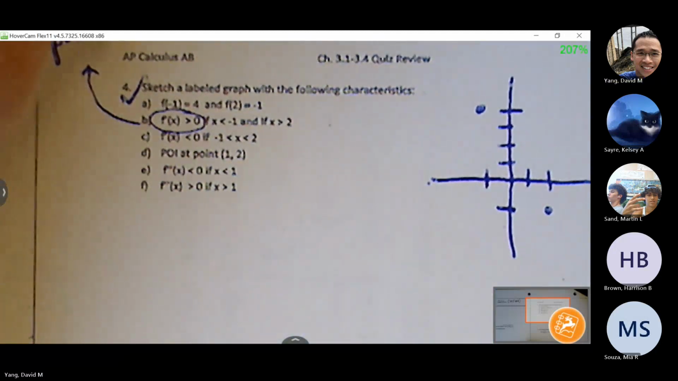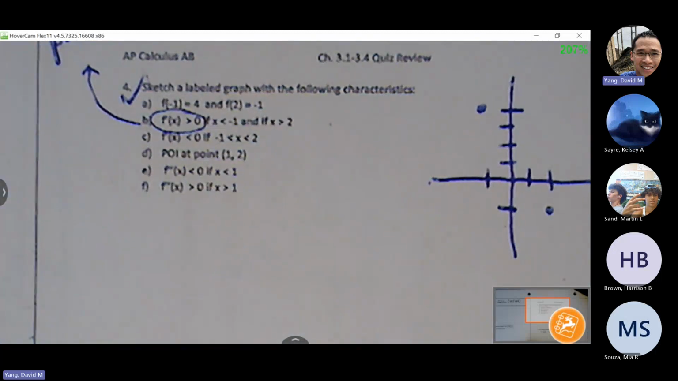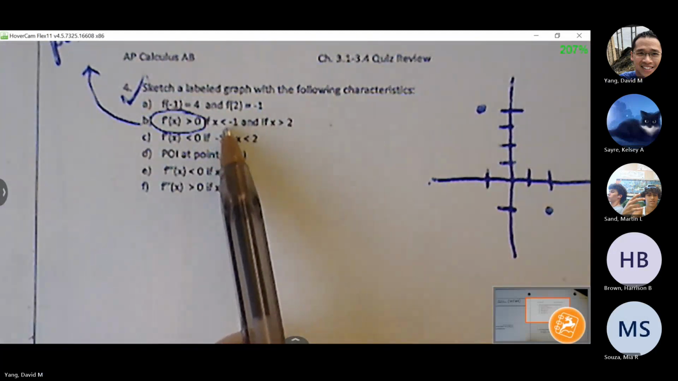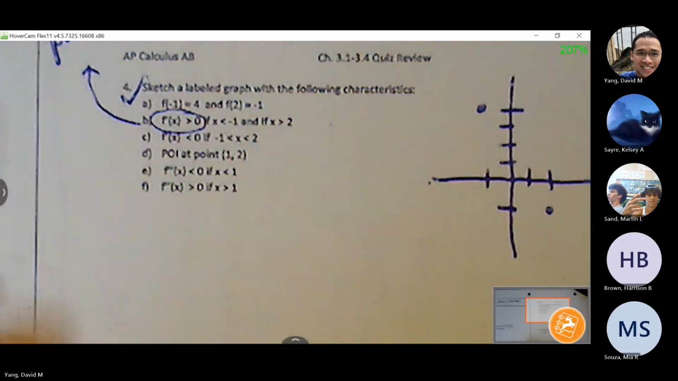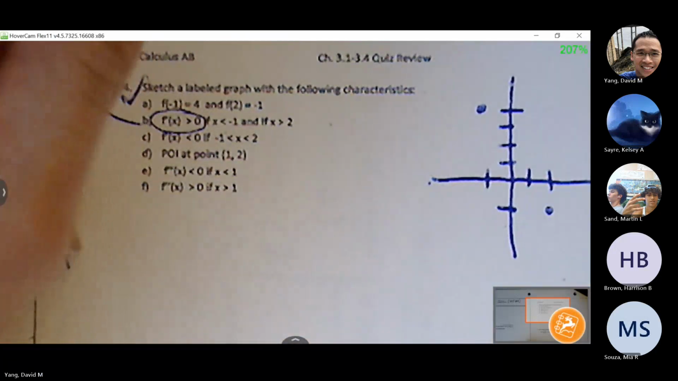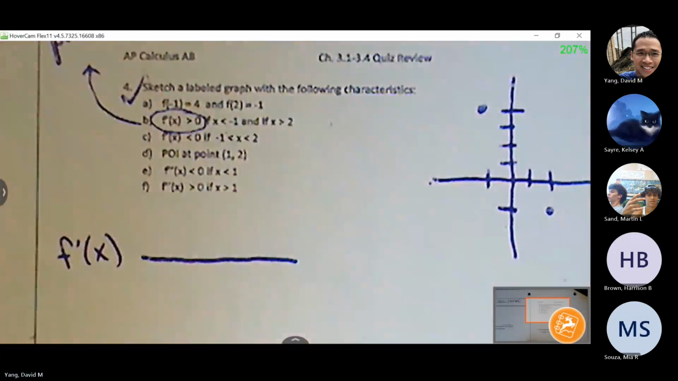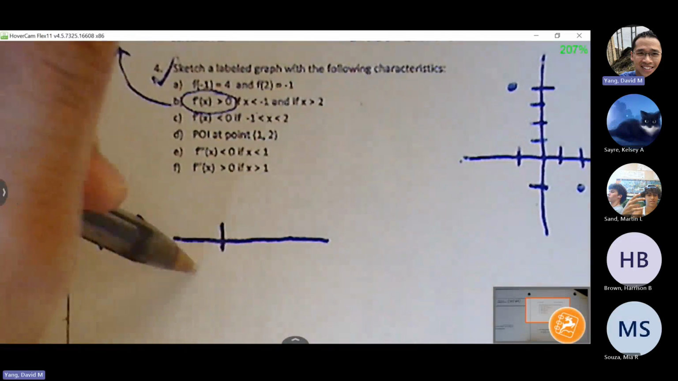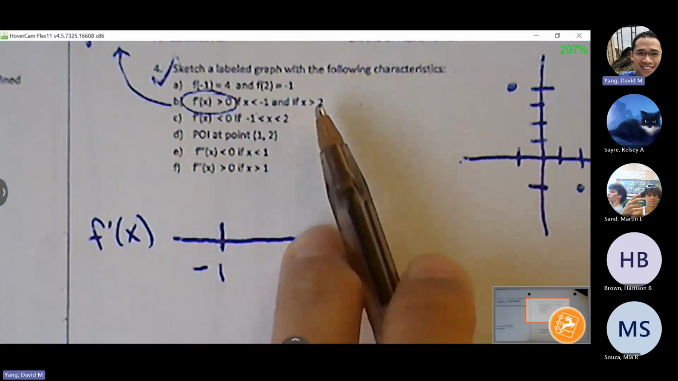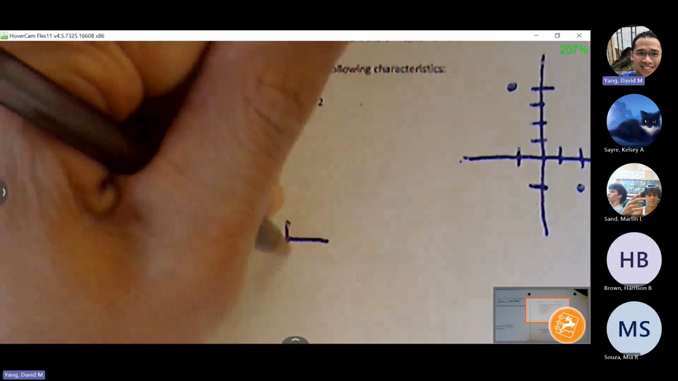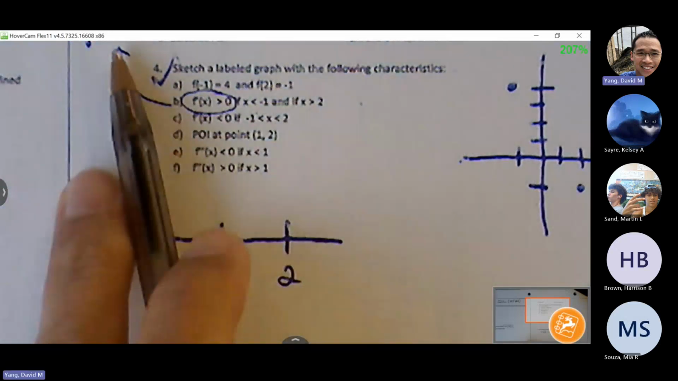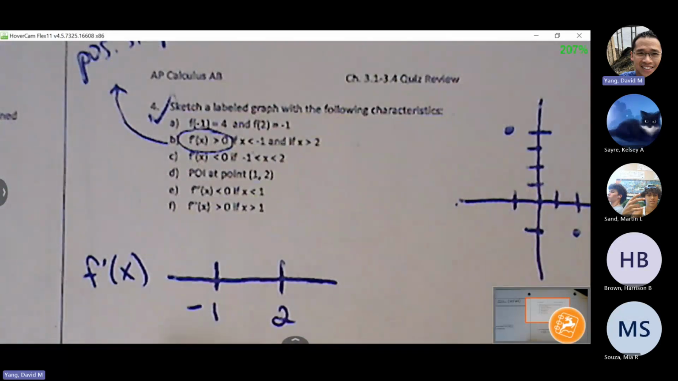Positive slope. That means the graph is rising. Where's the graph rising? Okay, what's another way of saying less than -1? In which direction? To the left. Yeah, to the left of -1. And x is greater than 2, that means to the right of 2. So positive slope to the left of -1 and to the right of 2.